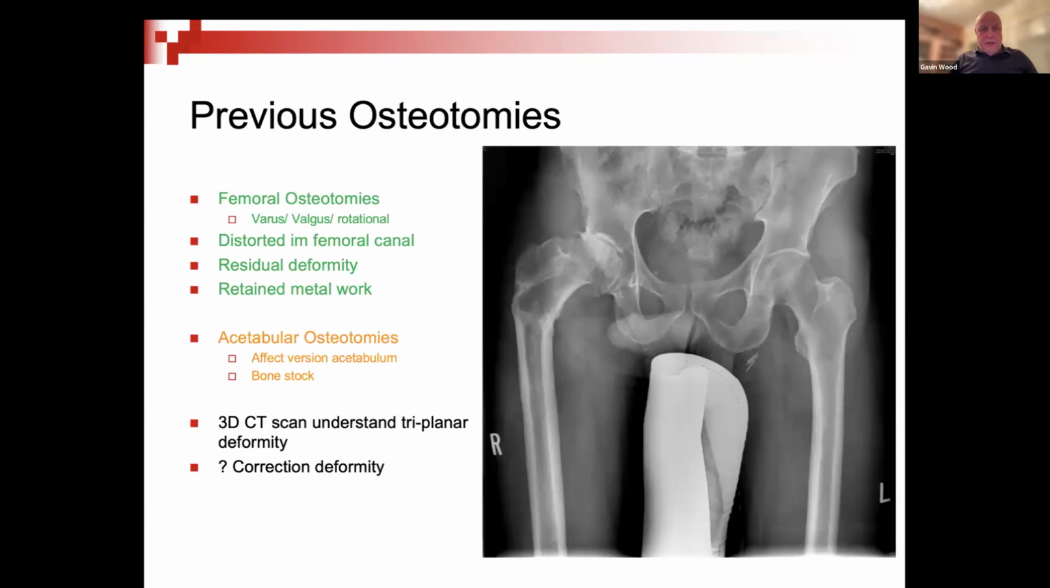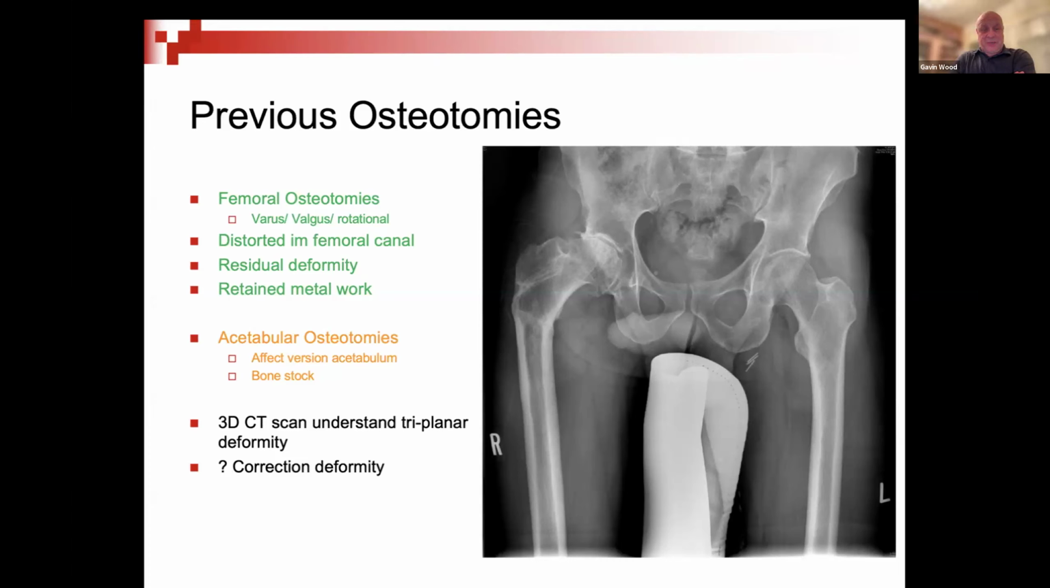As I mentioned, with any of these hip conditions, they may have had previous osteotomies. In this case, on the right hip, they've had a previous femoral osteotomy, which led to significant abnormality on the femoral side. So you'll often have a distorted IM femoral canal. There's a residual deformity. Obviously, there's no retained metal work in this case.